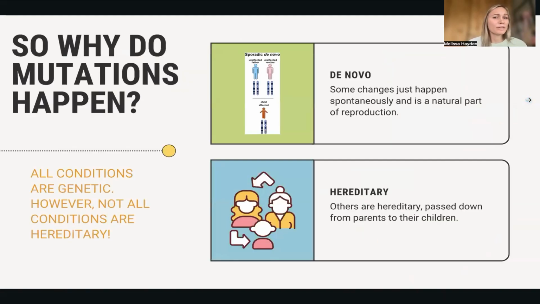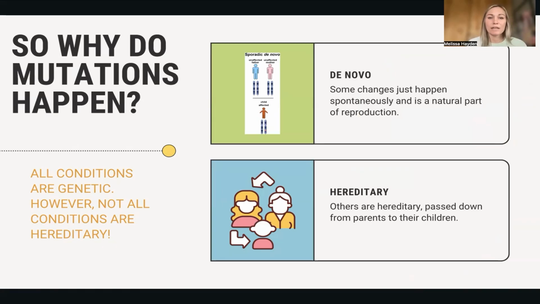So there are many common questions after receiving test results and/or a diagnosis. Many people wonder, where did this come from, or why did this happen? Understanding inheritance patterns is essential in answering these questions. When it comes to genetic changes, there are two primary ways that they can occur. Some changes just happen spontaneously, while others are hereditary, passed down from parents to their children.